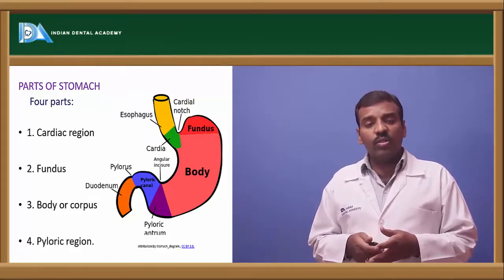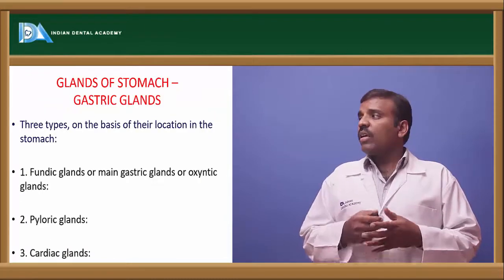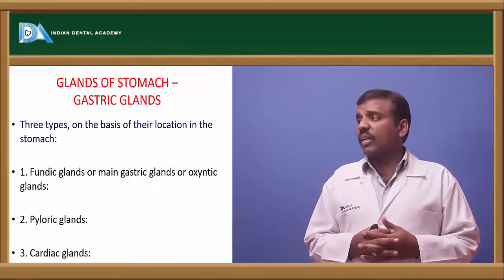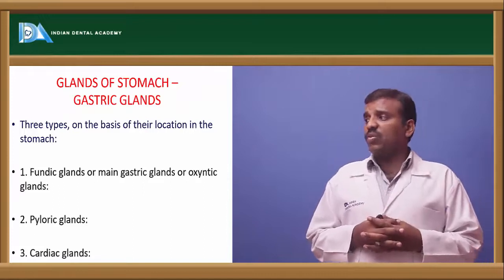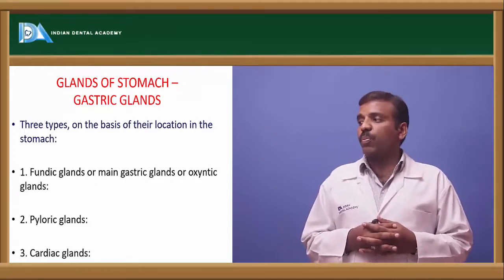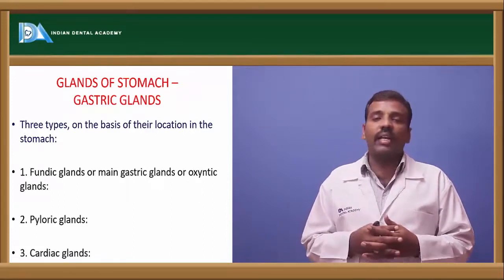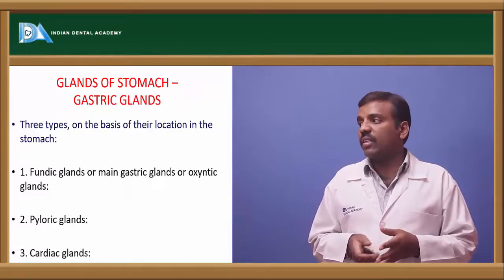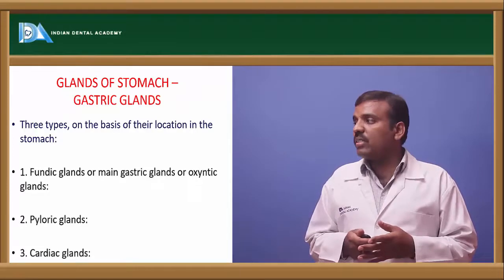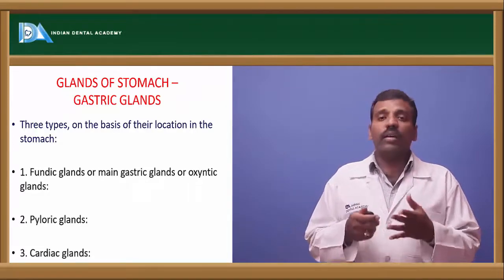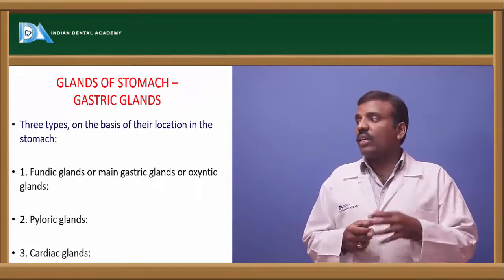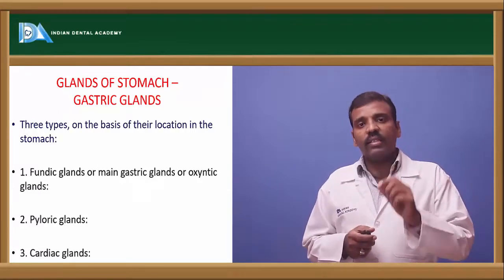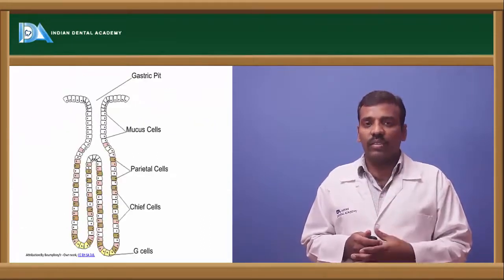Okay, and next, if you see the glands of the stomach, the first one is fundic glands, the next one is pyloric glands, and the next one is cardiac glands. Okay, three types of glands are present in this. The pyloric glands are the important glands here. The fundic glands, pyloric glands, and the cardiac glands, three types of glands are present.